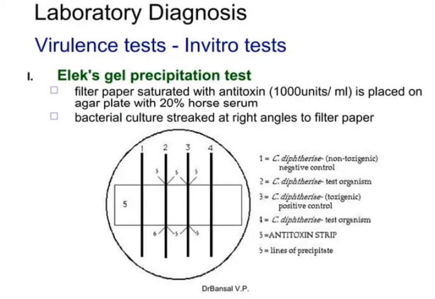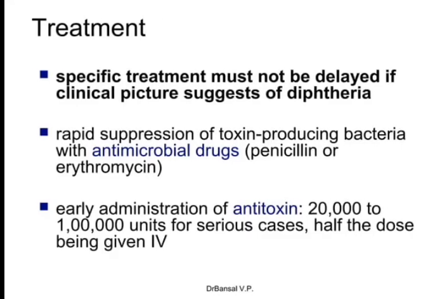Elek gel precipitation test: a filter paper saturated with antitoxin is placed on an agar plate with 20% horse serum. The bacterial culture is streaked at right angles to the filter paper.